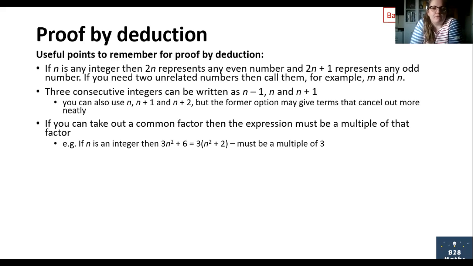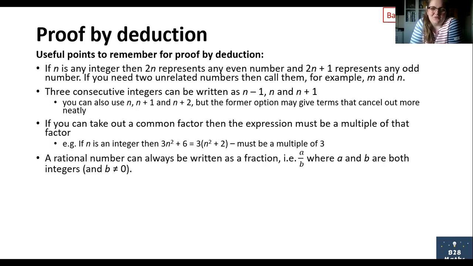If you can take out a common factor, then the expression must be a multiple of that factor. So for example, if n is an integer, then 3n squared plus 6 equals 3 brackets 3 lots of n squared plus 2. Therefore, it must be a multiple of 3. So if n is an integer and we take out the common factor, the expression must be a multiple of that factor. So it must be a multiple of 3.